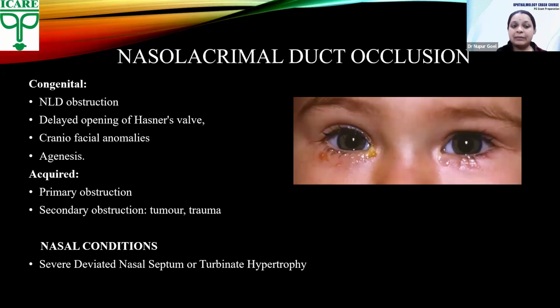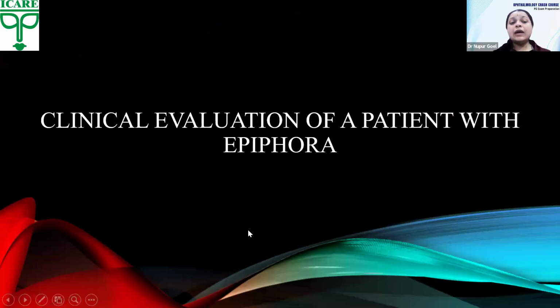The acquired cause could be primary or secondary to any tumor or trauma, or any nasal conditions like a severely deviated nasal septum, which causes the blockade of the nasolacrimal duct. So coming to the clinical evaluation of a patient with epiphora.